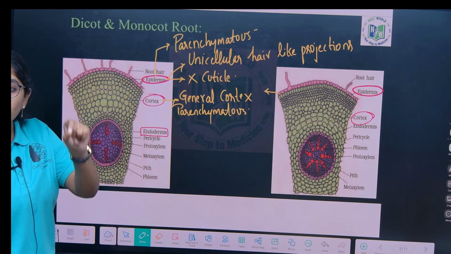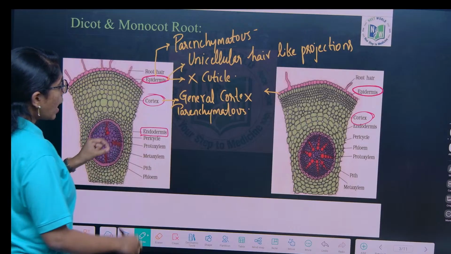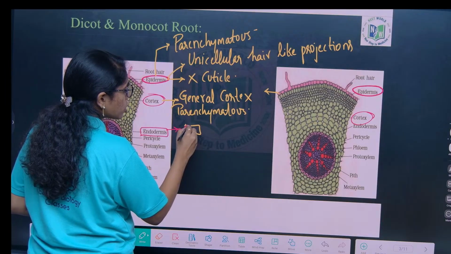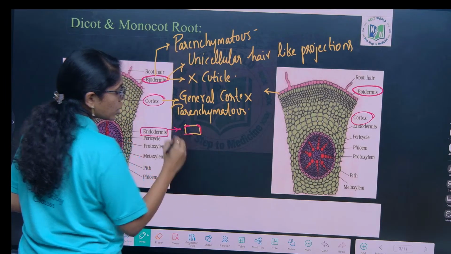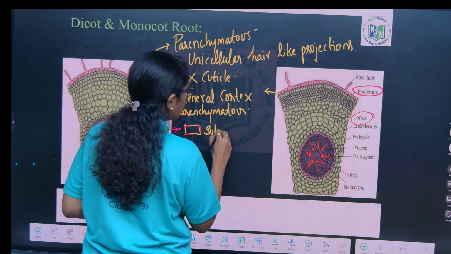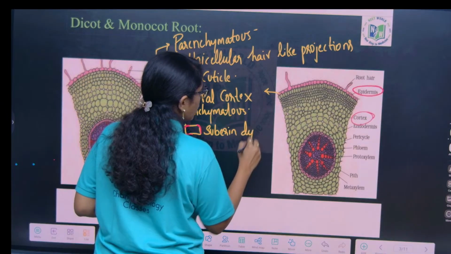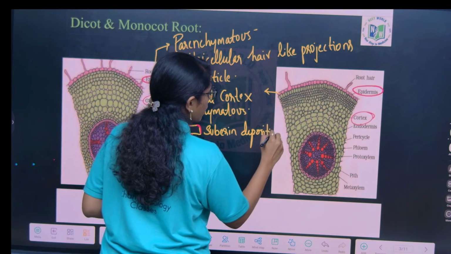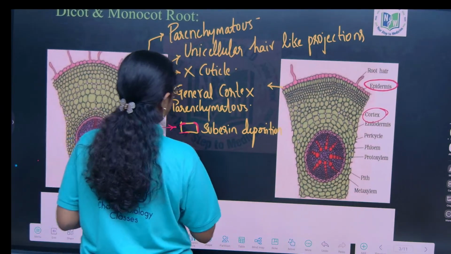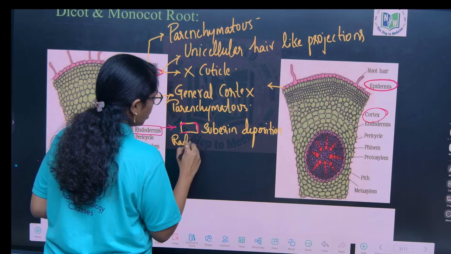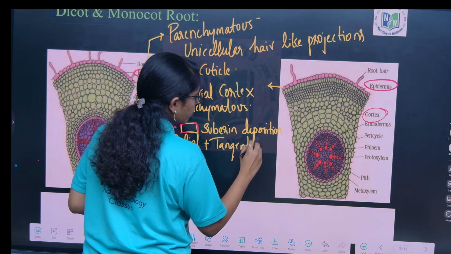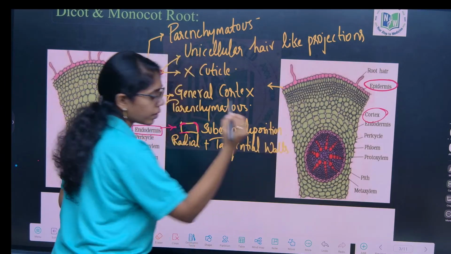Here you have to mark one peculiar point with respect to root. Endodermis will have suberin depositions in their radial and tangential walls. Okay, endodermis has what, ma? Suberin depositions in their radial and tangential walls. Clear?